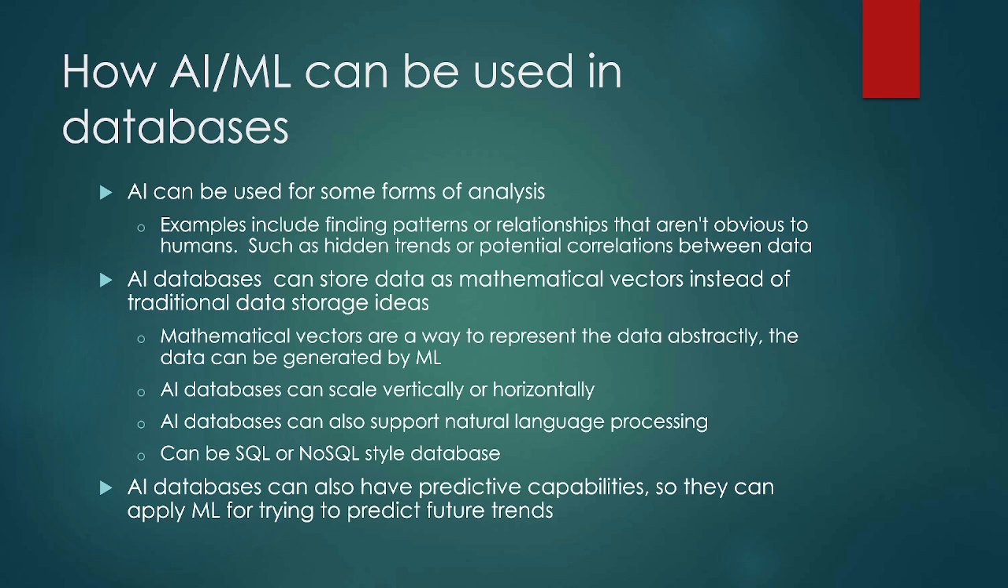AI databases can also support natural language processing. One of the things that has made AI so popular is people can talk to it like it's another human. You know, hey, AI, can you please do this? And then the AI will be able to sort of understand what you're saying to some extent. So a database where you can say, hey, database, could you please write me a report on the sales for the last 3 months? You could see where that would be popular.